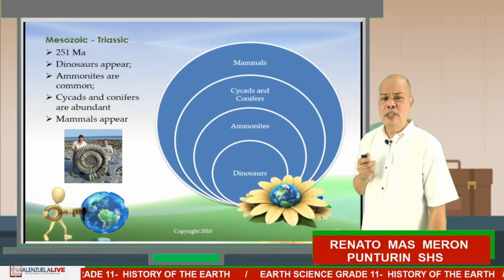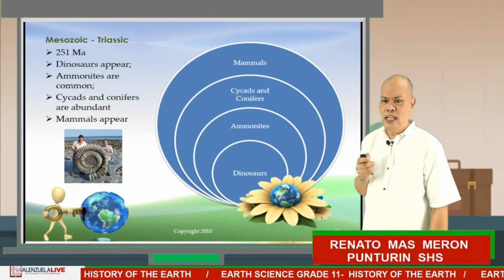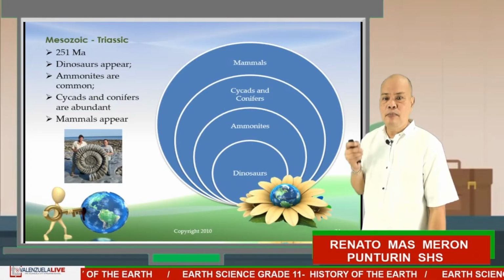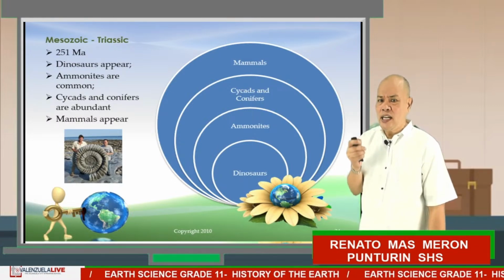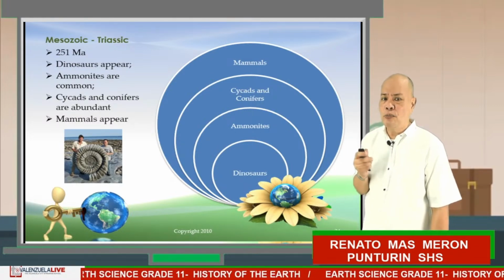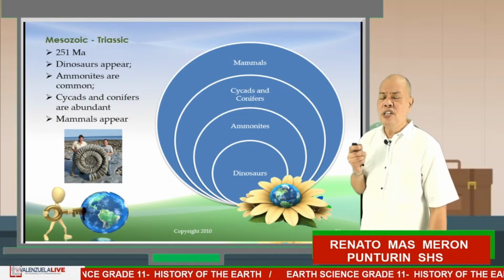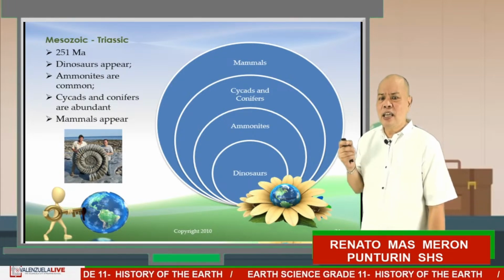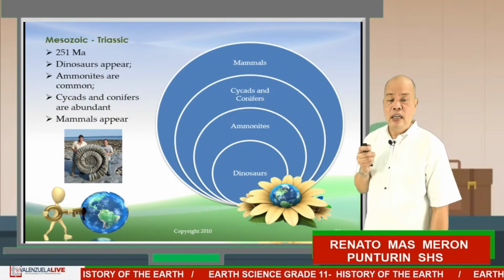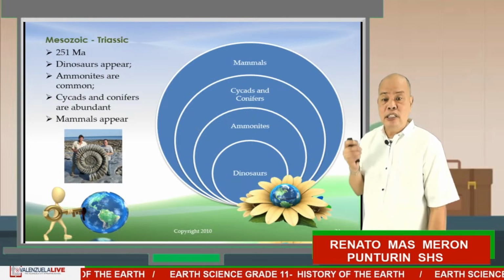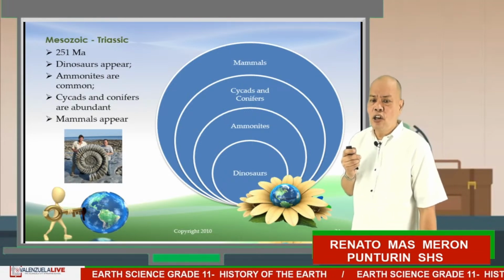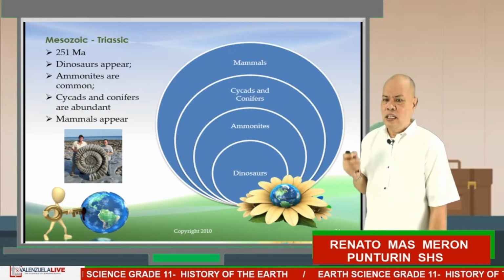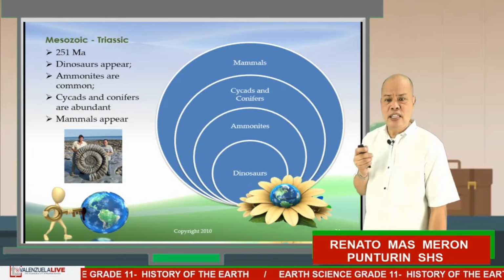Next to the Paleozoic era was the Mesozoic era. Meso means the middle era. In the Triassic period during the Mesozoic era in 251 megaannum or 251 million years ago, these were the things that appeared during this time. Dinosaurs appeared on Earth. Ammonites were common. Cycads and conifers were abundant. The first mammals appeared during this time.